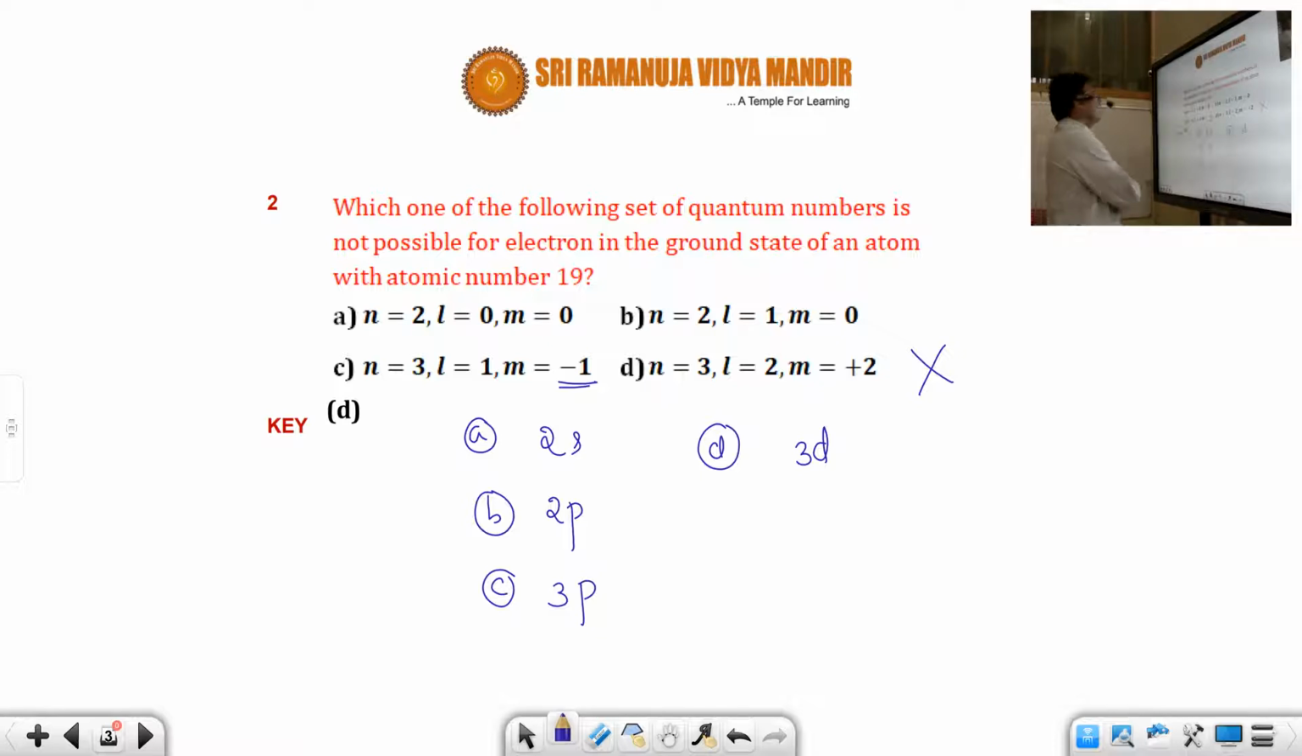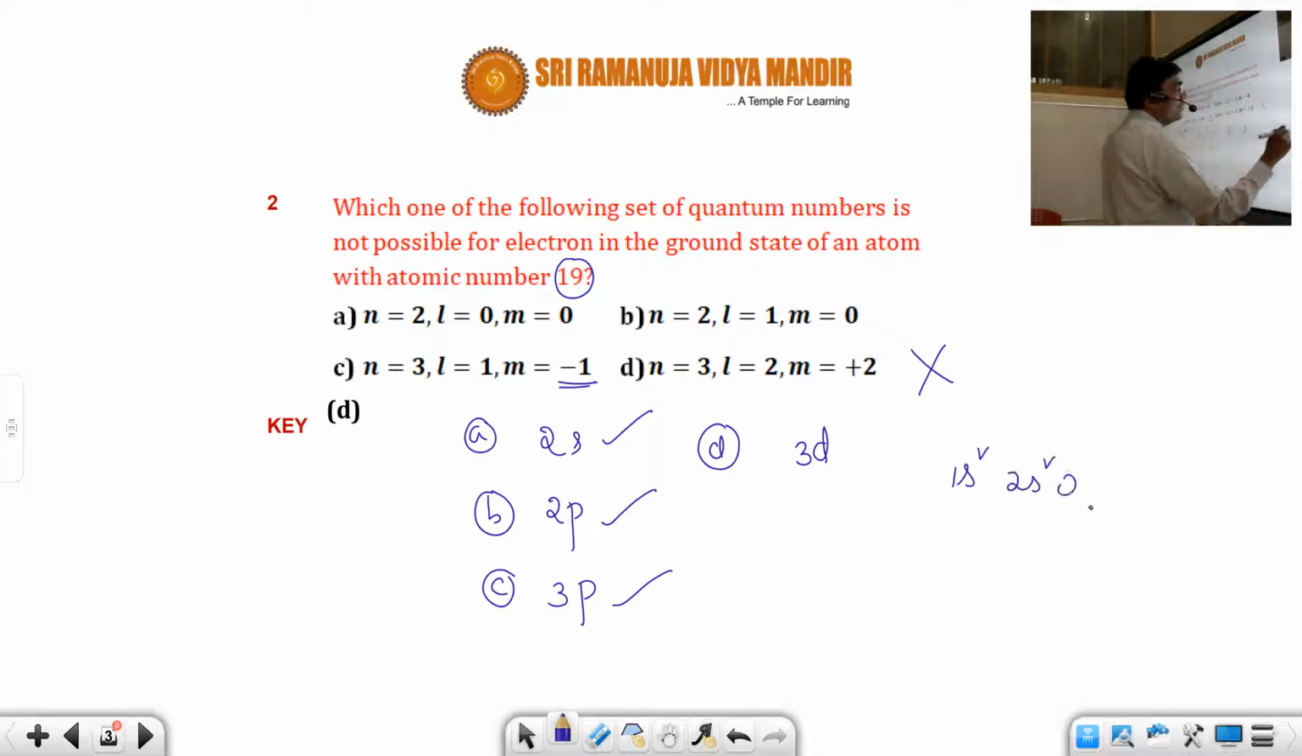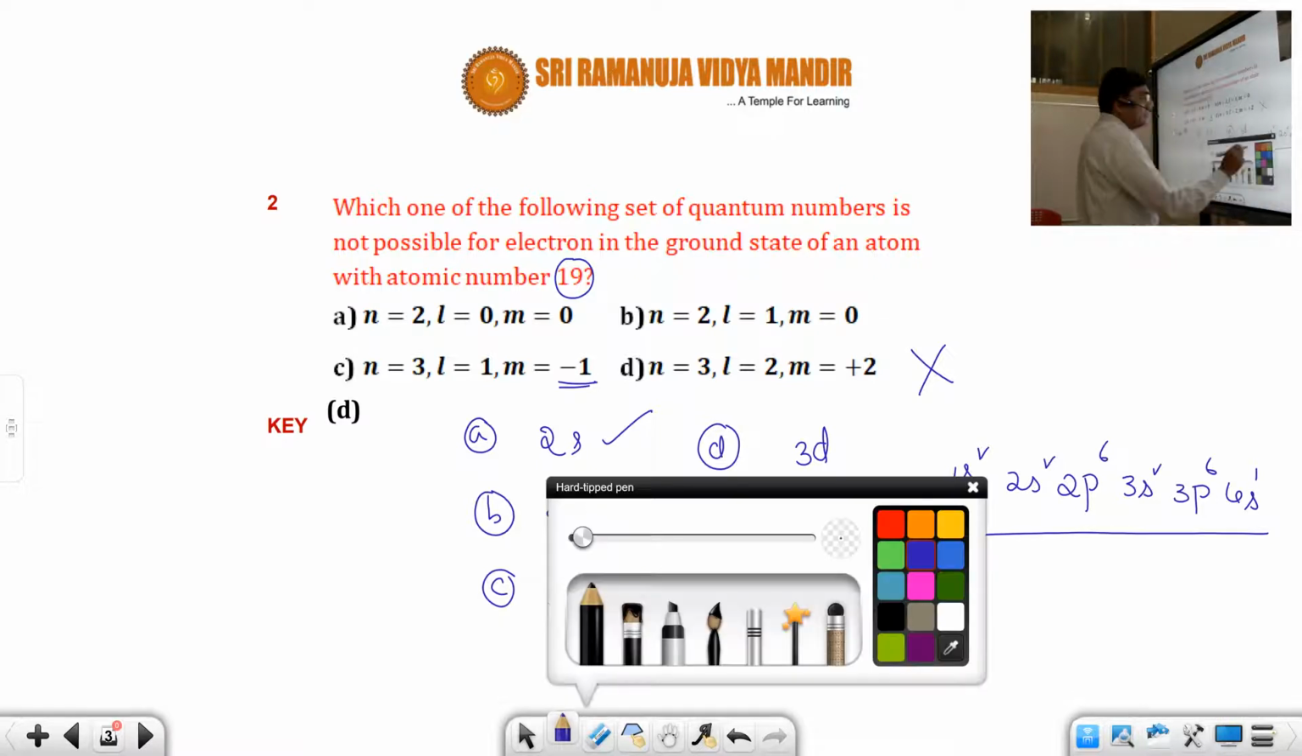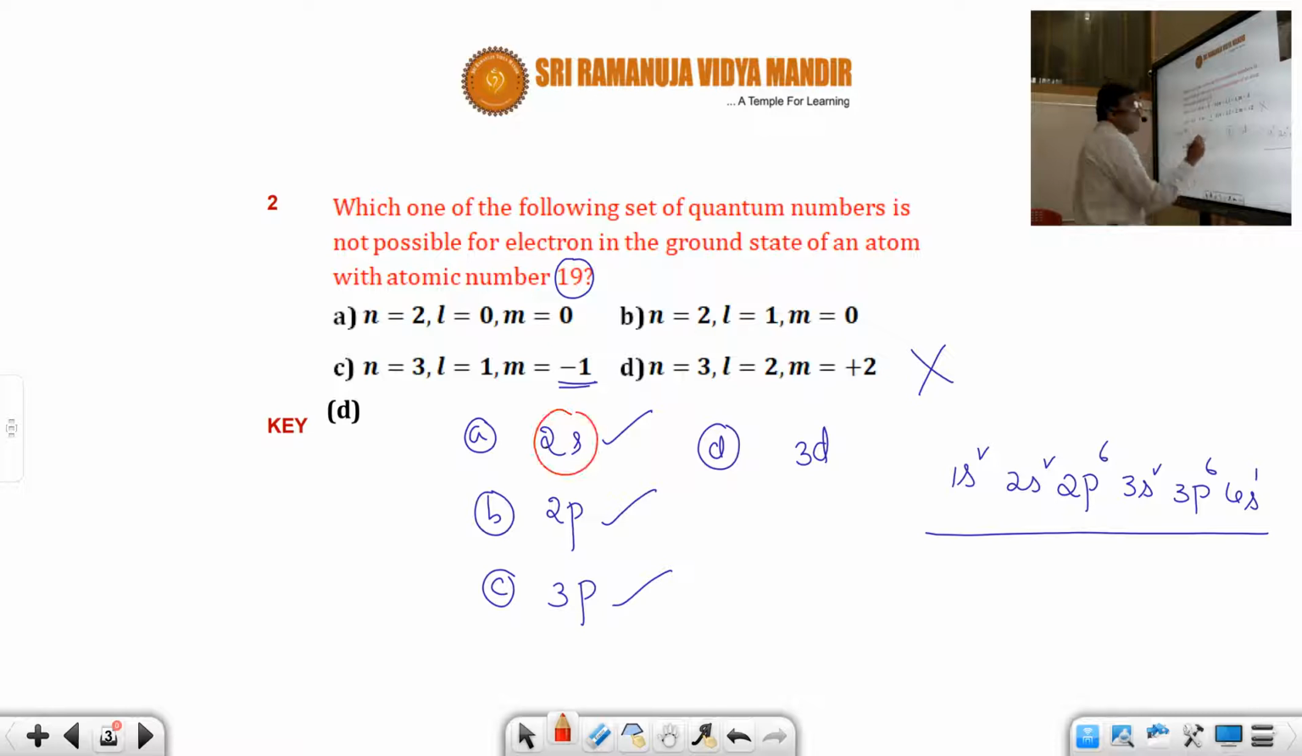Which one of the following sets of quantum numbers is not possible for an electron in the ground state of an atom with atomic number 19? Here 19 is given. 19 is what? Potassium. The ground state is 1s2, 2s2, 2p6, 3s2, 3p6, 4s1. So in the ground state, you have 2s orbital, absolutely no problem. You have 2p orbital, absolutely no problem. You have 3p orbital, absolutely no problem.